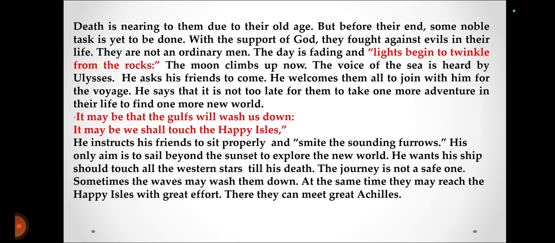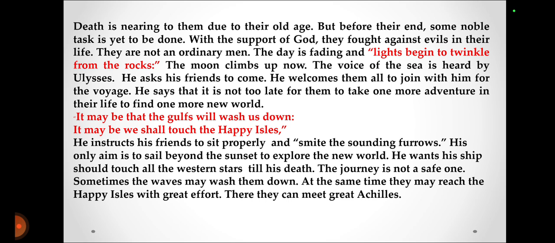His only aim is to sail beyond the sunset to explore the new world. He wants his ship to touch all the western stars till his death. The journey is not a safe one. He knows that. Sometimes the waves may wash them down. At the same time, they may reach happy isles with great effort.